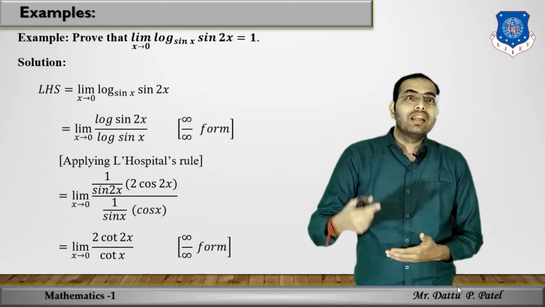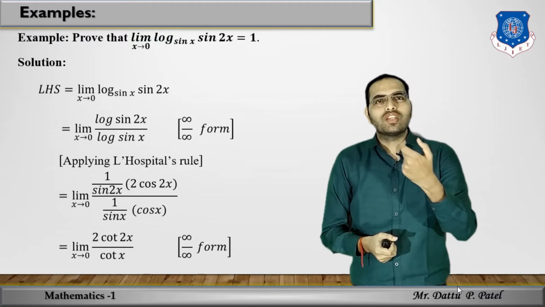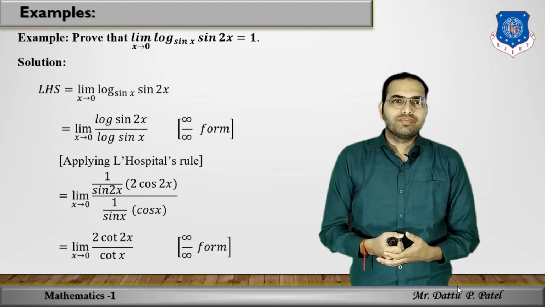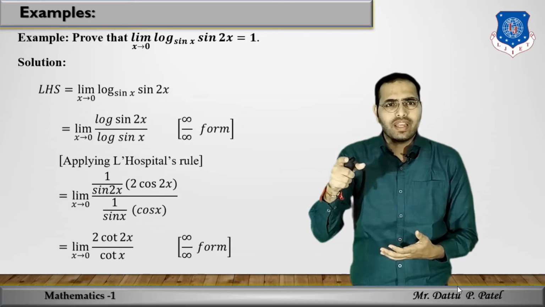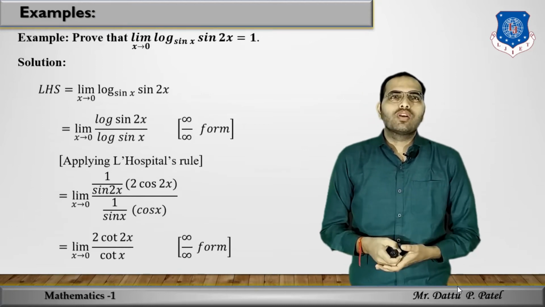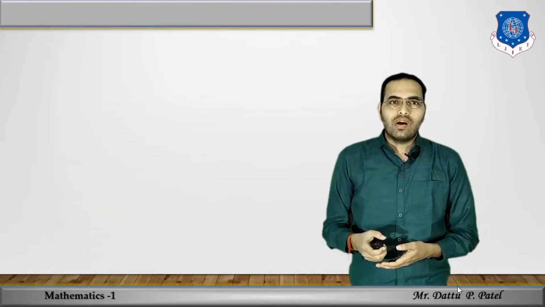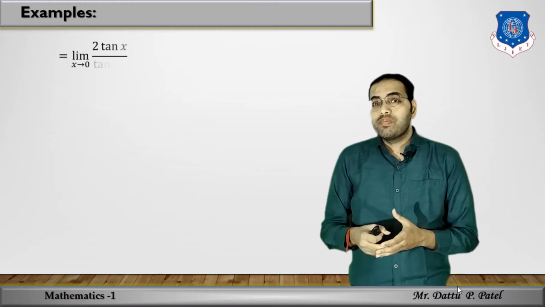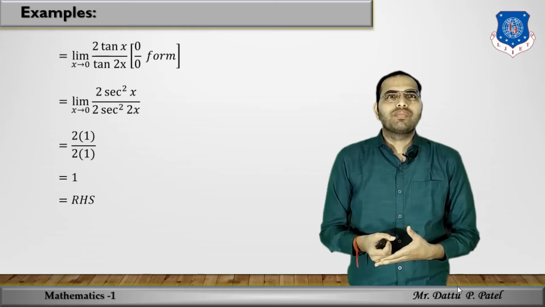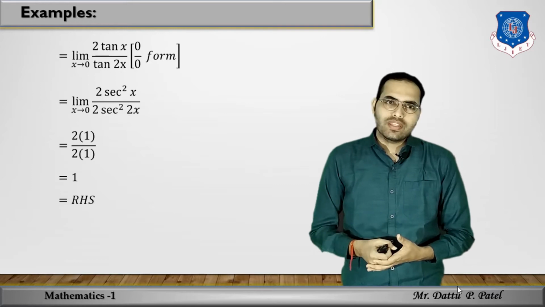Then applying the L'Hopital rule, limit x tends to 0 of 1 upon sin 2x into 2 cos 2x divided by 1 upon sin x into cos x. Now simplifying that term, limit x tends to 0 of 2 cos 2x upon cot x, that is again our infinite by infinite form. Now convert that form, cot x equals 1 upon tan x, and simplifying, it becomes 2 tan x upon tan 2x, that is our 0 by 0 form.